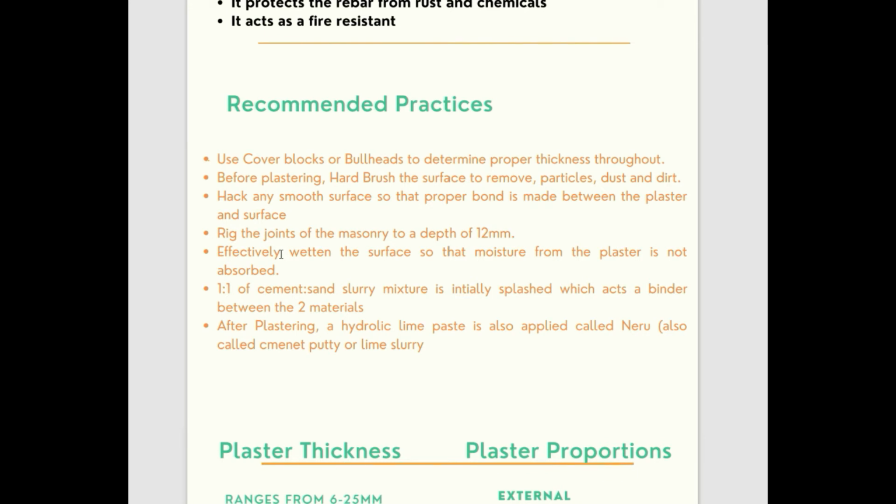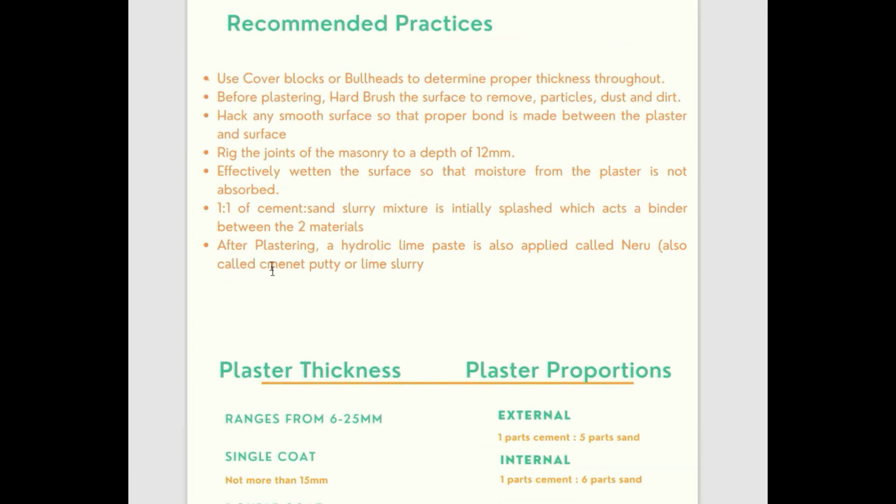And the fifth point says that effectively wetten the surface so that moisture from the plaster is not absorbed. We have to make sure that the water in the plaster is not absorbed by another element so that the plaster can be properly cured and it can gain its strength, right?